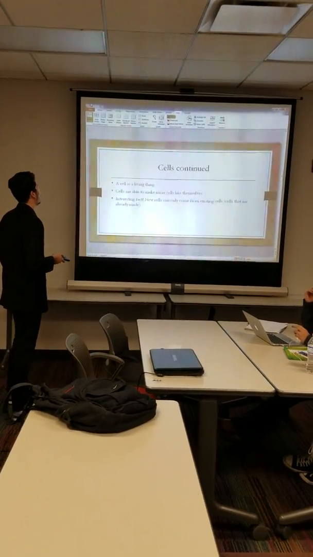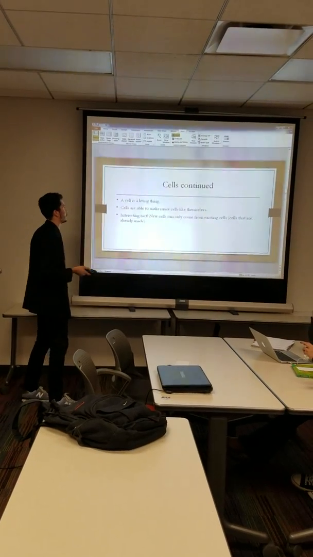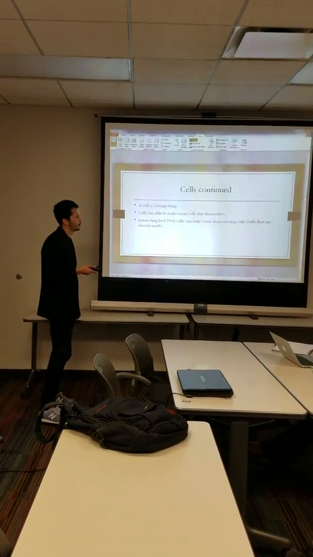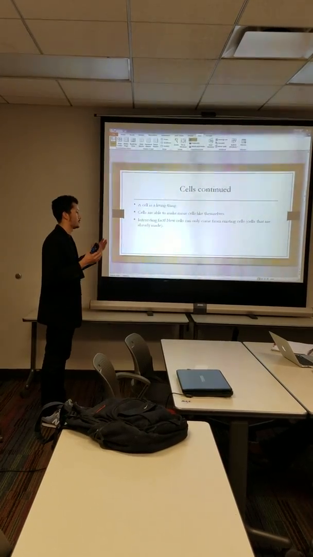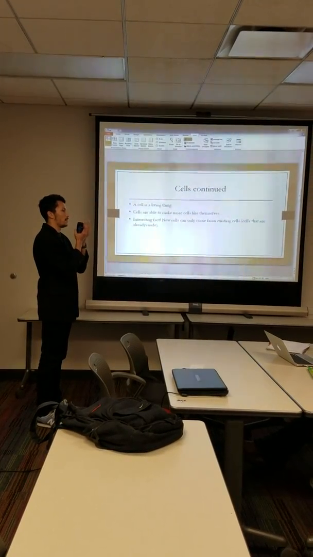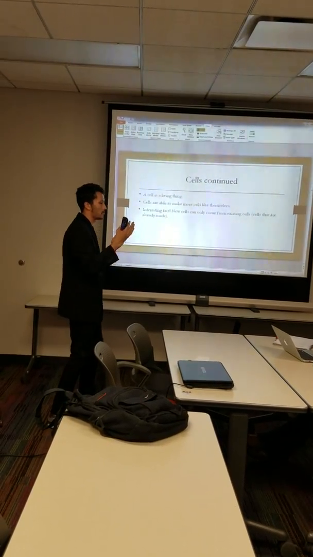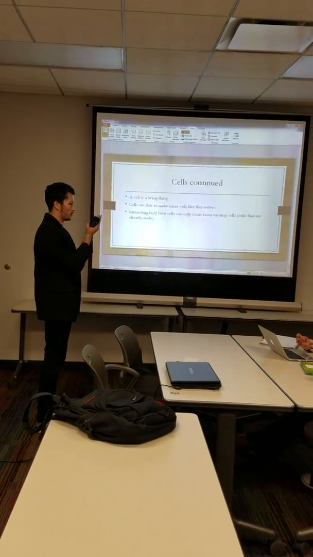A cell, like I said before, is a living thing. Cells are able to make more cells like themselves. What they do is they split, and that's how they make a new cell. So it's not like us, where we reproduce. They just break off.